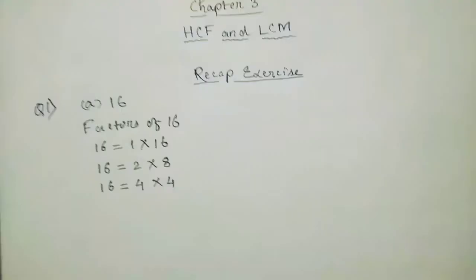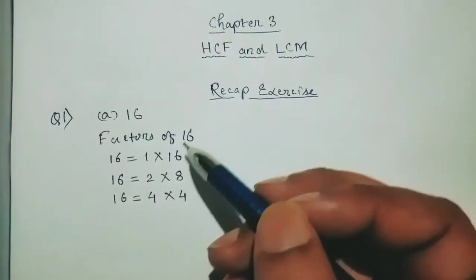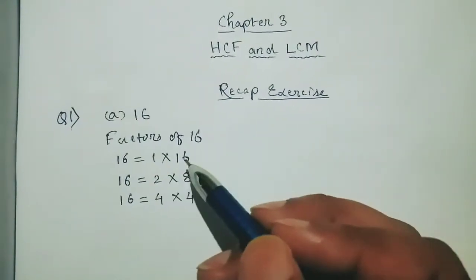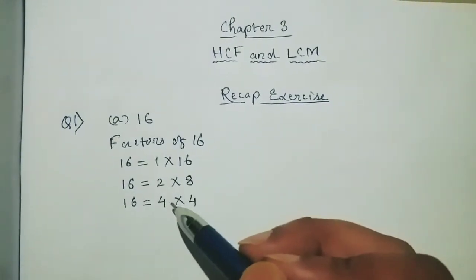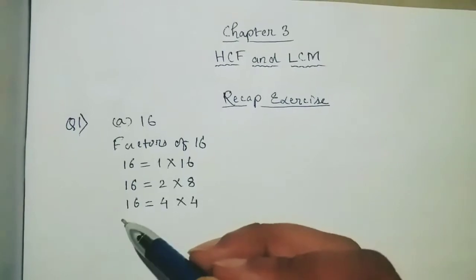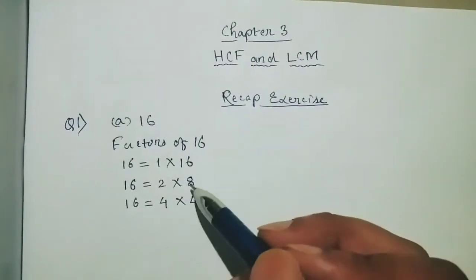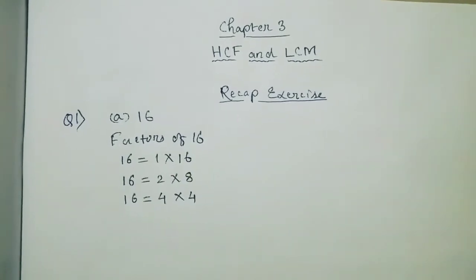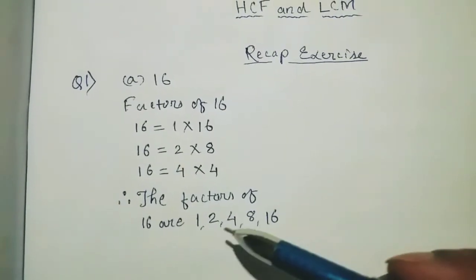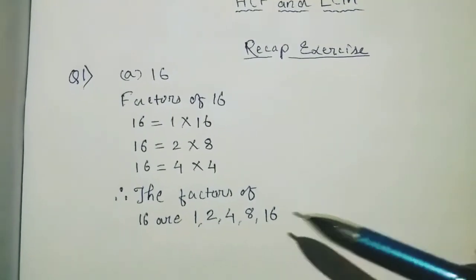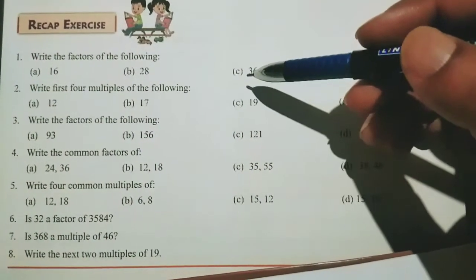Okay, let's start. Okay students, here you can see we can write the factors of 16 like this. 16 equal to 1 into 16, 16 equal to 2 into 8, 16 equal to 4 into 4. So what are the factors of 16 you are getting? 1, 2, 4, 8 and 16. These are the factors of 16, right? So in this way you have to write. Now let's do question C.